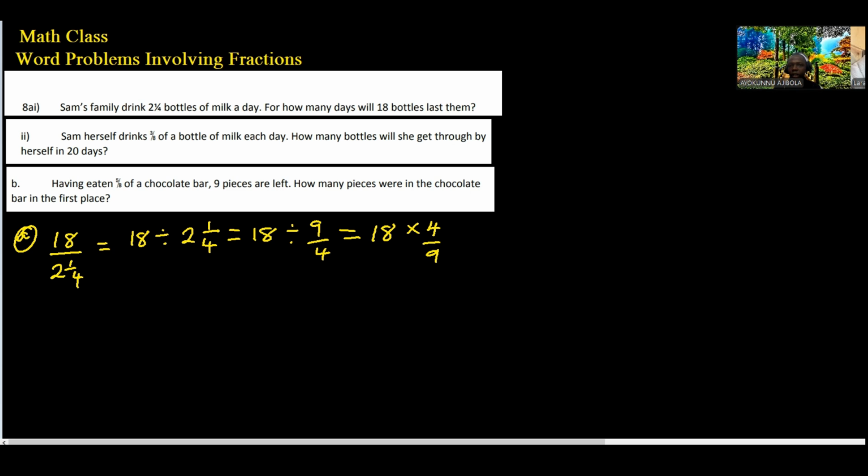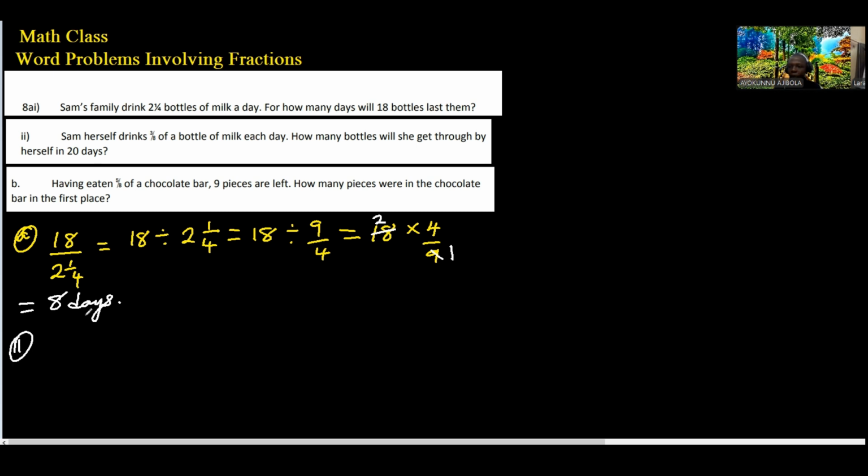And with this, our job becomes easier. We can simply say 9 here, 1. 9 in 18 is 2. Yes or no? Okay, then we can say the milk will last them for 2 times 4, which is what? 8 days. Okay, all right.